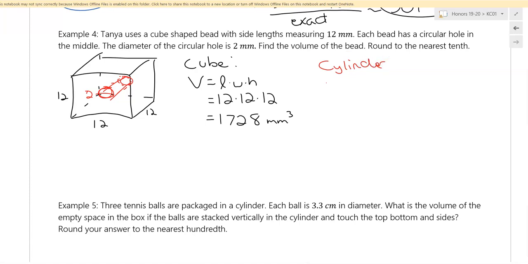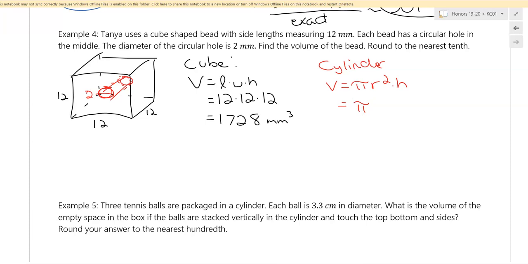The volume of a cylinder is pi r squared times height. This is a whole cylinder. It's not being cut in half or anything. It's a whole one. So we just do the whole thing. Okay, there's no half in this one.